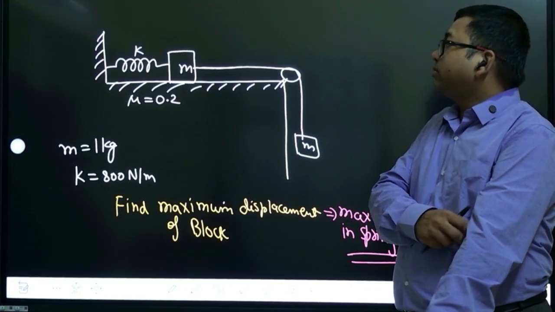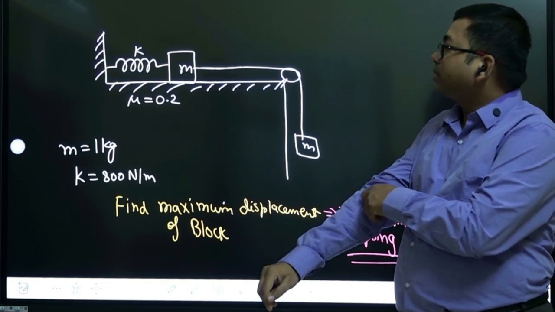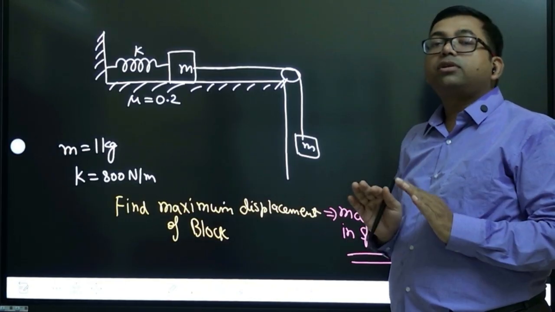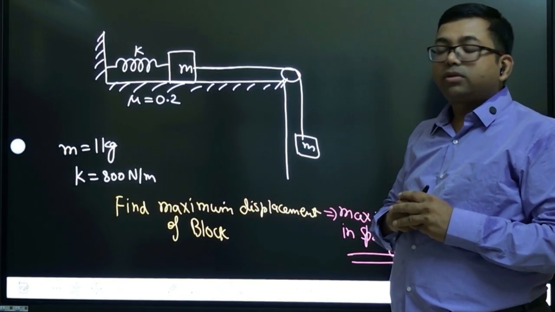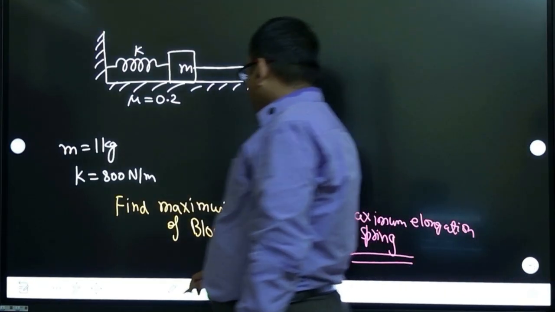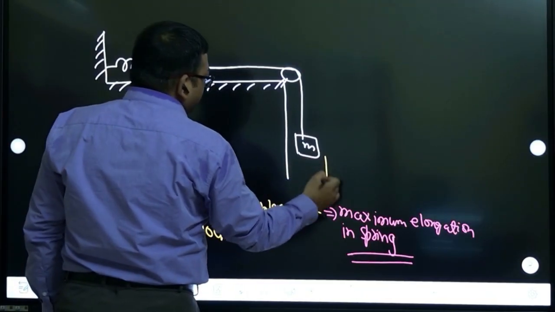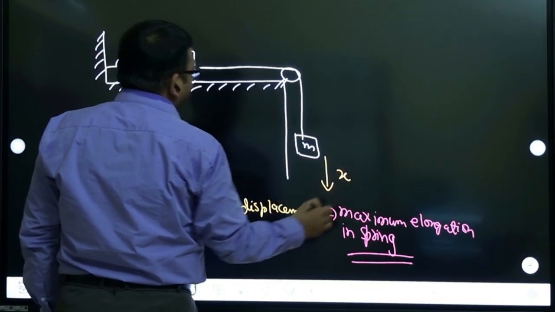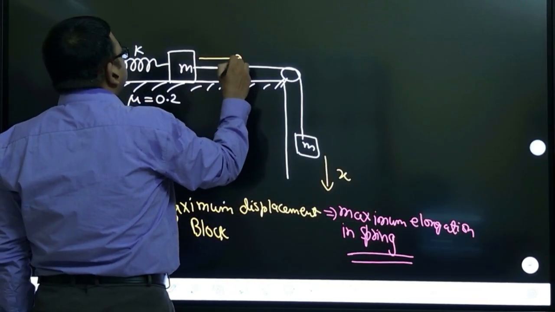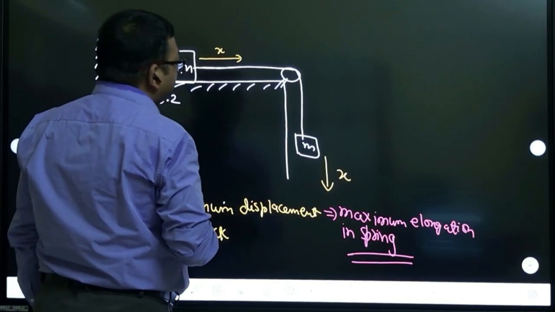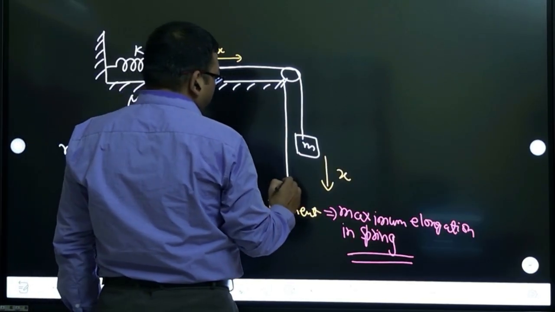So you assume that when maximum displacement happens, this block will have instantaneously zero speed, or it will stop at that moment. So let us try to think about it. Suppose it goes a maximum distance x this side. This will also go maximum distance x this side. The spring will elongate, right? So the block will come down.